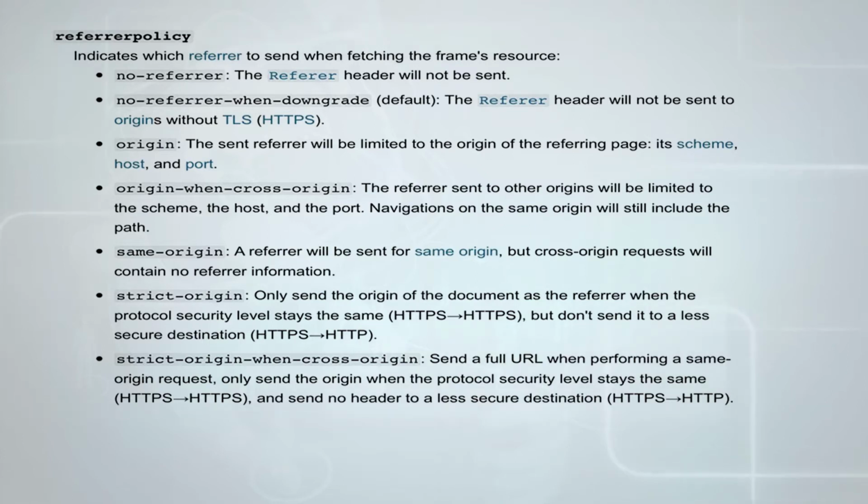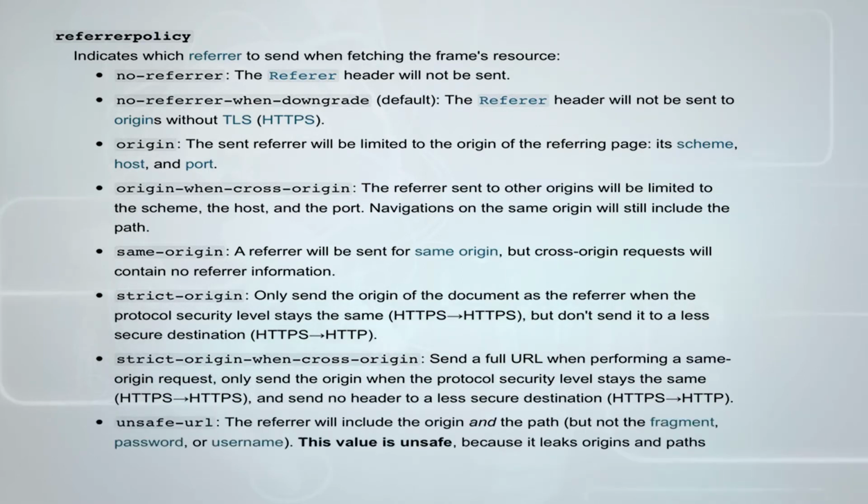Only send the origin when the protocol security level stays the same, HTTPS to HTTPS, and send no header to a less secure destination, that is HTTPS to HTTP. Now let us see the unsafe URLs. The referrer will include the origin and the path, but not the fragment, password or username. This value is unsafe because it leaks the origins and paths from TLS protected resources to insecure origins.